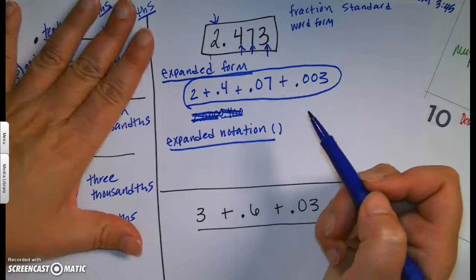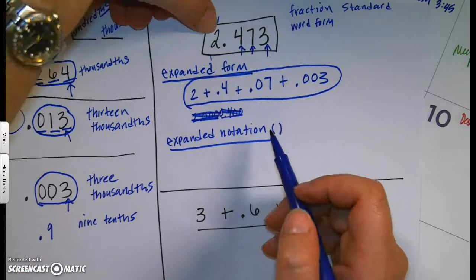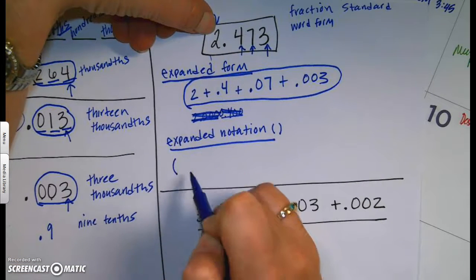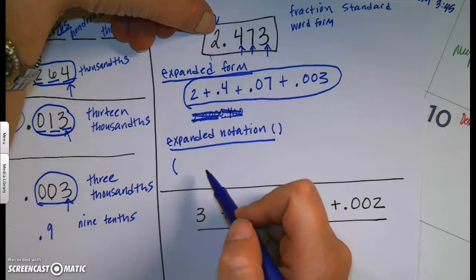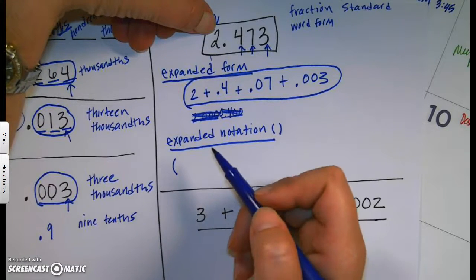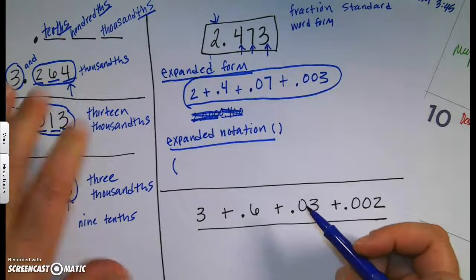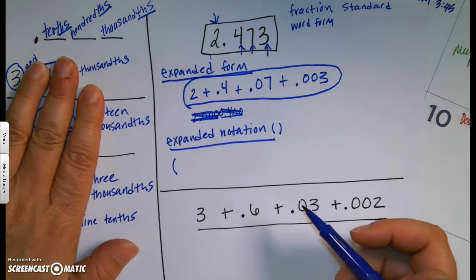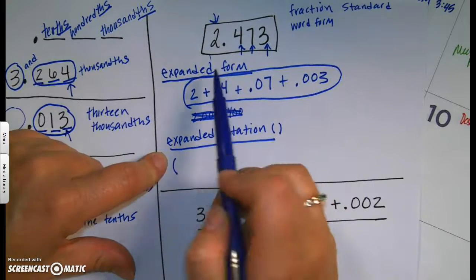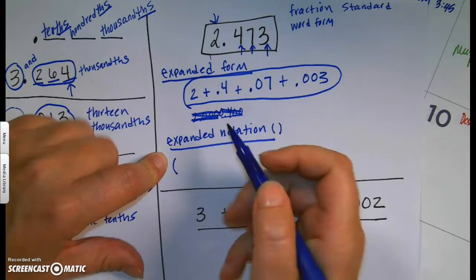Expanded notation is just a little bit different in that we use parentheses. Again, you just start it with a 2. We make parentheses, and we're going to make groups of the place value spot. Okay, sorry about that little interruption. Okay, so we're back to doing this decimal in expanded notation.